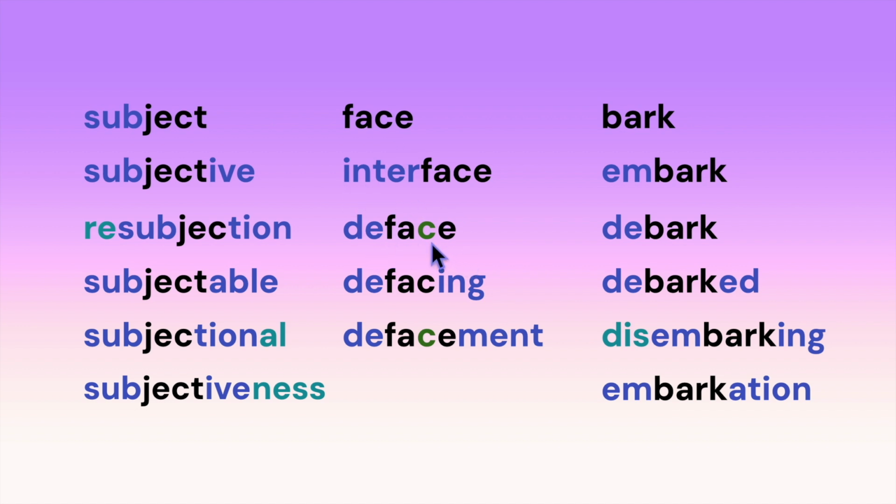Notice the C has its soft sound of S because it's followed by an E. Defacing. This E gets dropped when we add a suffix starting with a vowel. Defacement. Here we have bark, embark, debark, debarked, disembarking, embarkation.